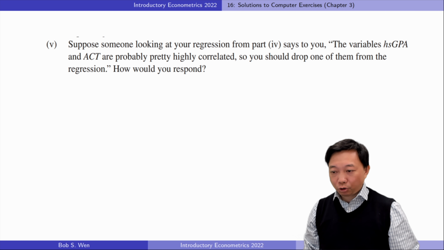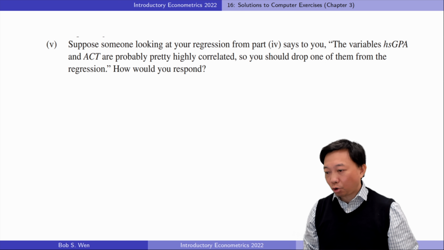For the last question, we should not drop high school GPA or ACT score because the high correlation between them will not cause OLS estimates to be biased. It mainly leads to a large standard error for the coefficients on those two variables. But we are interested in the coefficient on PC.